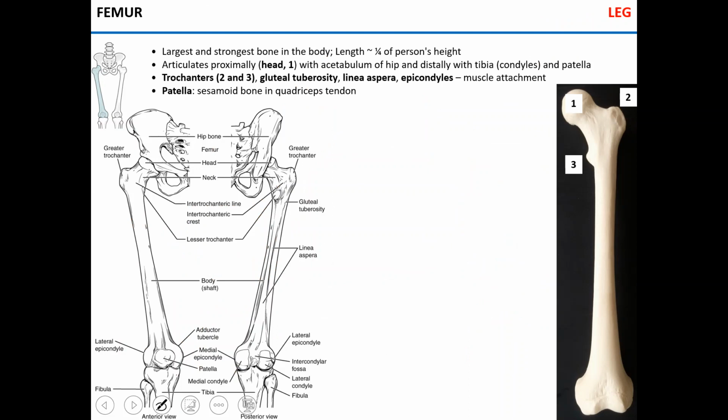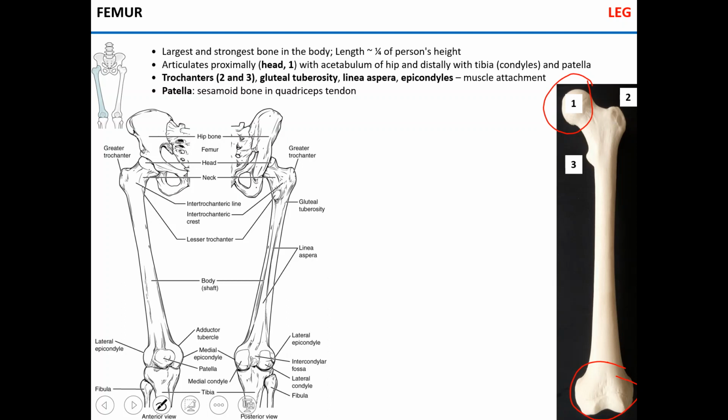Let's move on to the bones of the leg. Femur. That's the largest and the strongest bone in the human body. In terms of vertical compression, it can easily resist a force of approximately 3,000 pounds. It comprises about a quarter of the person's height. Its head articulates with the acetabulum of the hip, and distally it articulates with the tibia and patella.